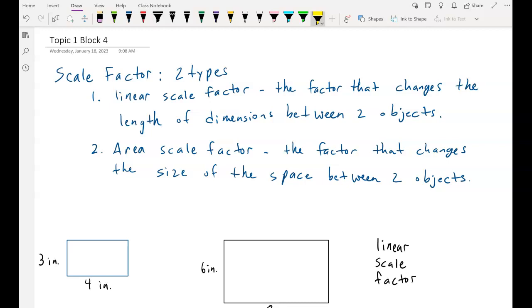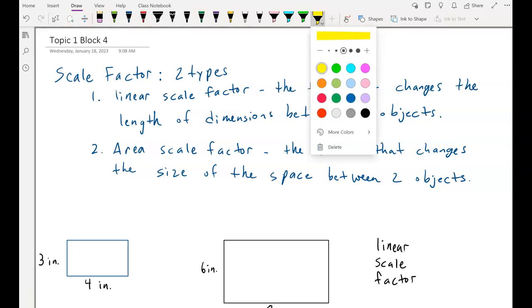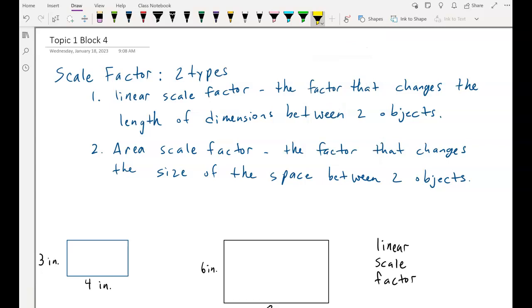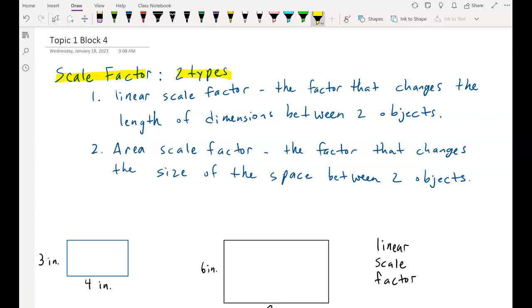Welcome back, math friends. Today we are taking a look at topic 1, block 4 in ratios and rates, and we're looking at a different kind of scale factor. Now, we've been talking about scale factor as just scale factor, but there are actually two types of scale factor. The first type is what we've been learning about, and that first type is linear scale factor.